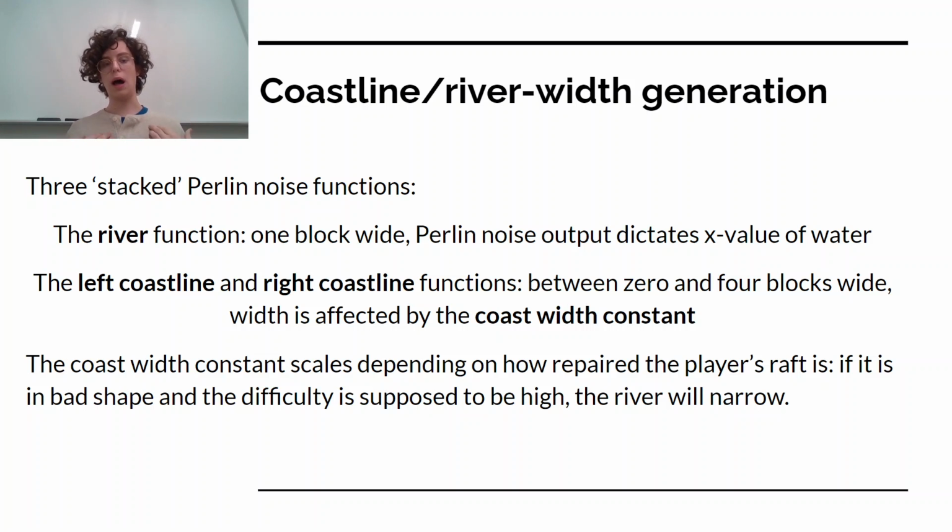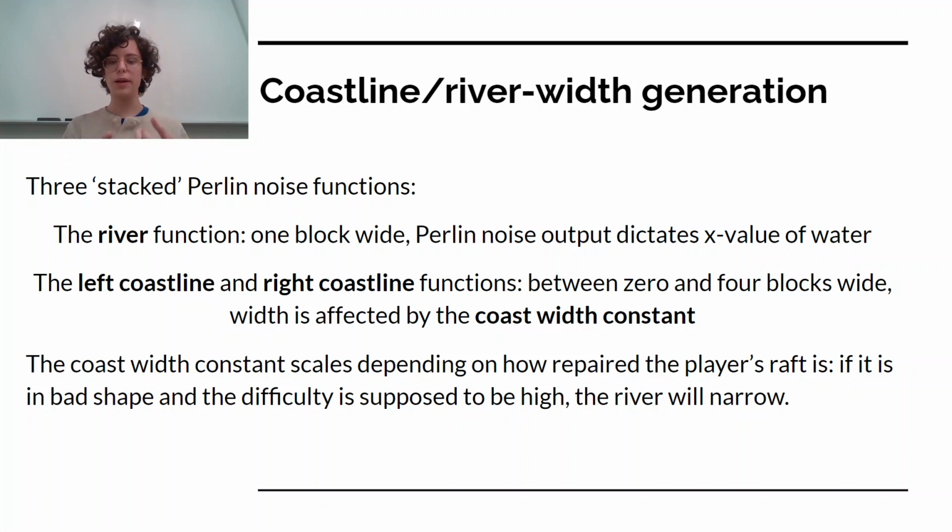So how is the coastline of the river generated randomly in Raft game? Well, it's done through 3 stacked Perlin noise functions. There is the river function, and this is a 1 block wide series of water blocks. And a Perlin noise output dictates where, on the width of the land that is generated, where the river is. This is so that the river can take bends and turns. The left coastline and right coastline functions are then added to this water on either side.